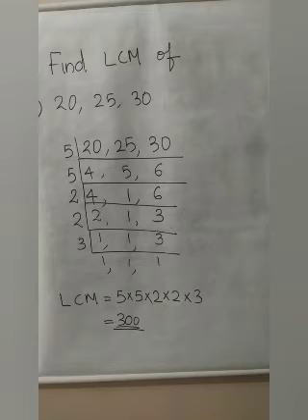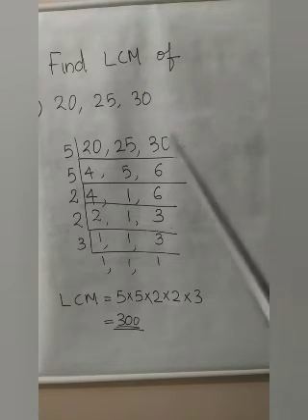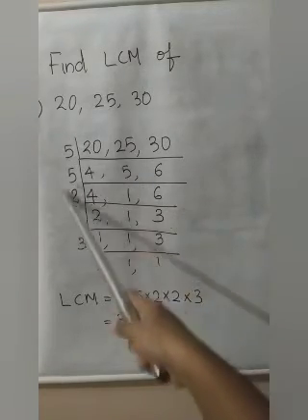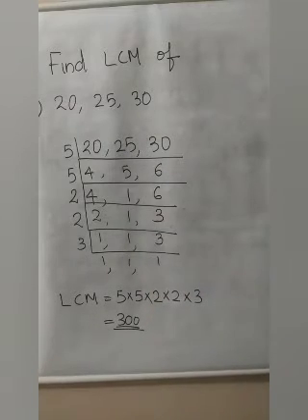In the other case, when you are finding prime factorization separately, you need to go for checking each digit and each number, and write the LCM. But if you are doing it together, what you are getting here only you have to write as the LCM. So what is the LCM here? 5 into 5 into 2 into 2 into 3 is equal to 300.